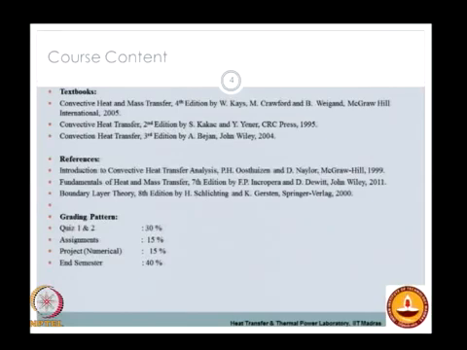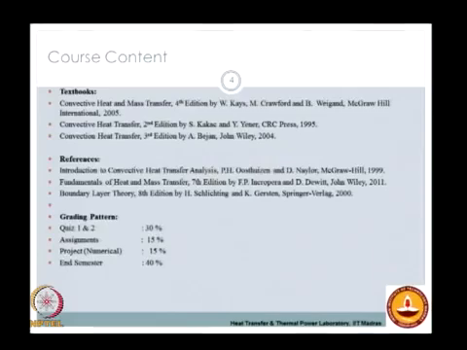And coming to the grading pattern, I wanted to distribute the grading uniformly across the assignments, the project, as well as your exams, so that's how I distributed them. Your quizzes have a weightage of 15% each for the 2 quizzes, so about 30% in total. And coming to the assignments, we will give about 6 assignments, including some where you need to apply numerical methods, and that will carry a weightage of 15%, your final project will carry about 15% weightage, and your end semester exam will be about 40%.